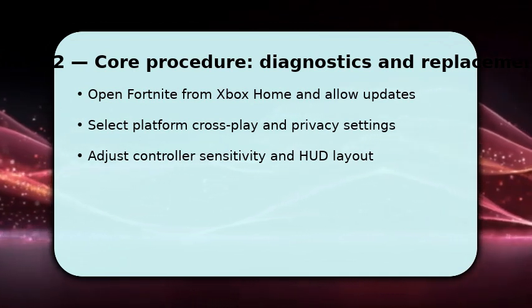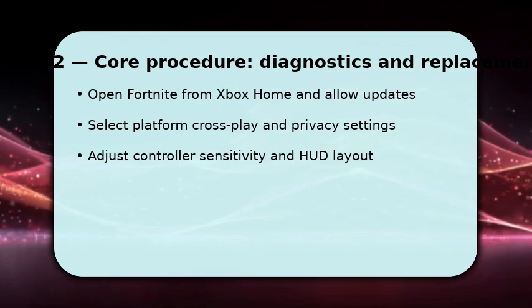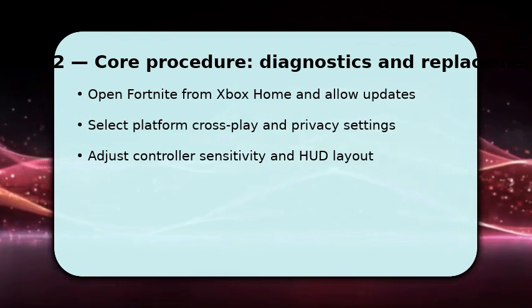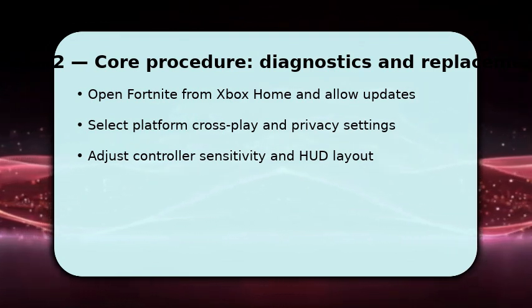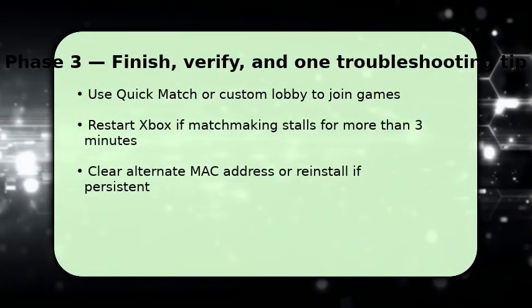While in lobby, verify your Epic account shows as linked. If not, sign out and back in on the Xbox to trigger the link. These steps finish by joining a match. Hit Quick Match or join a party to enter a custom lobby.